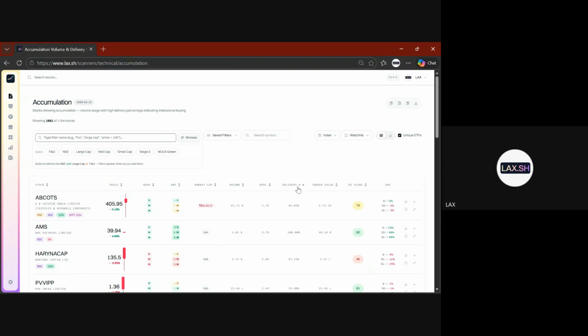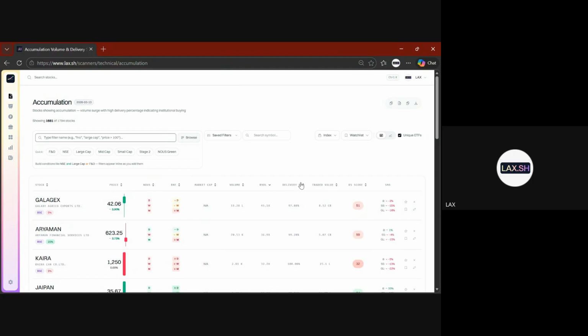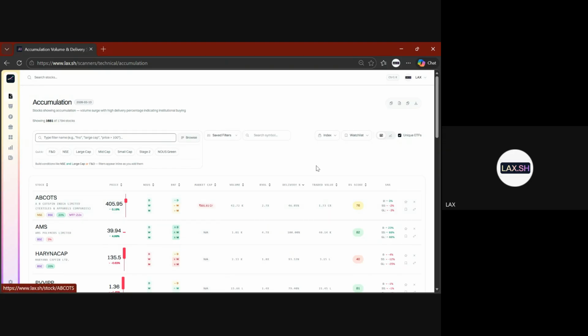For example, look at this. We have been talking about that accumulation, right? Delivery data, right? But if you look at this, actually there is a problem. This sorting is not working.